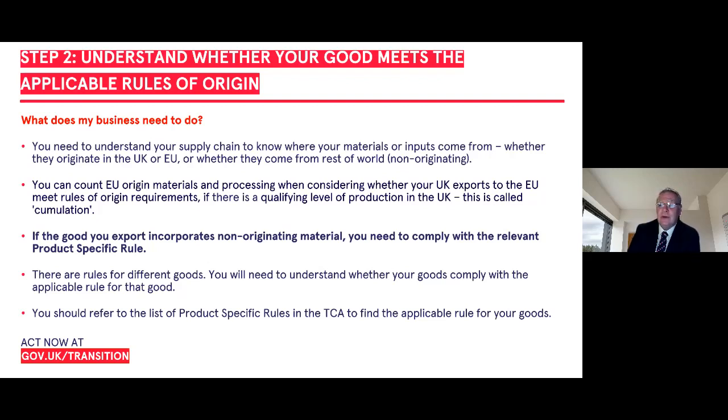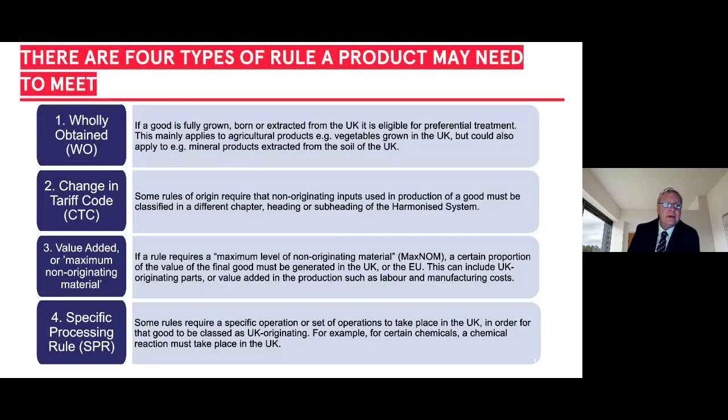There are rules for different goods. You will need to work out whether your goods comply using the classification from step 1. You should refer to the list of product-specific rules in the TCA to find the applicable rule for your product. However, there are 4 types of rule which your goods may need to comply with.